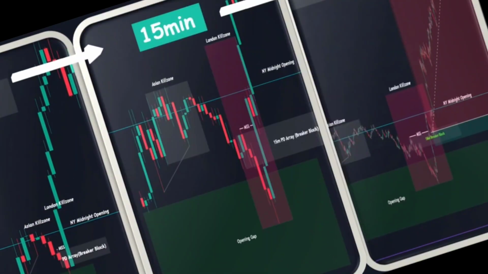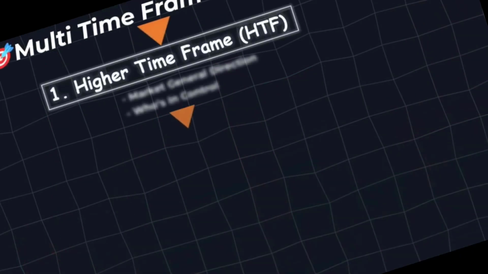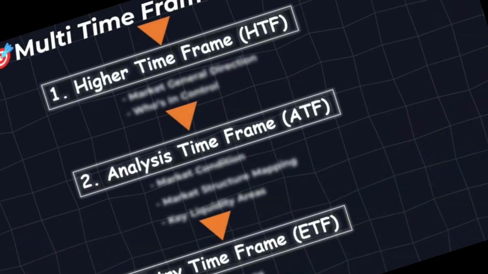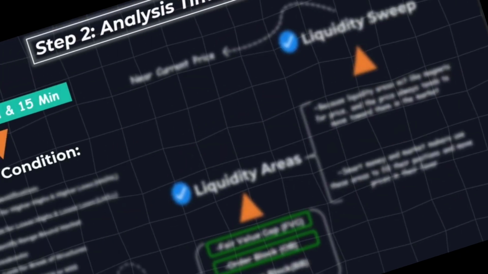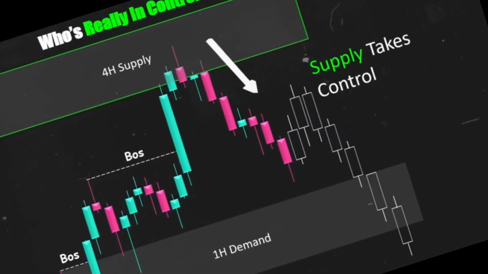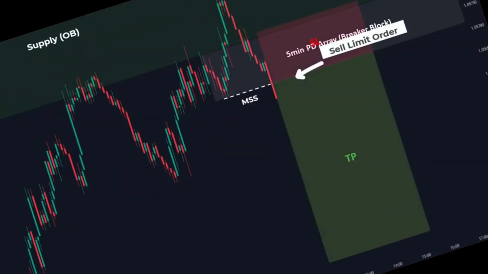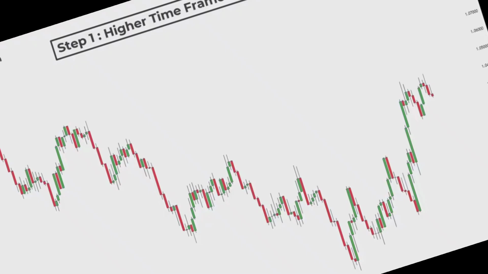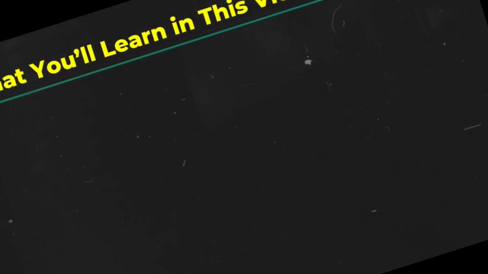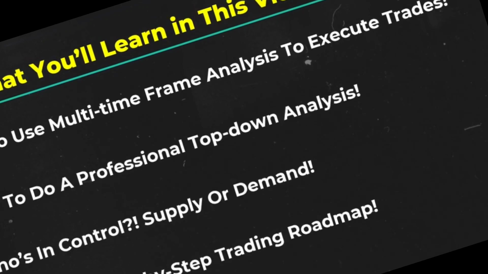To perform professional technical analysis and build a clear, well-informed chart. By blending price action with smart money and ICT concepts, you'll learn how to conduct a proper top-down analysis, from the bigger picture down to the finest details, and how to enter trades using powerful concepts like supply and demand levels, liquidity zones, and liquidity sweeps. We'll simplify multi-time frame analysis by breaking it down into easy-to-follow steps. By the end of this video, you'll have a simple step-by-step roadmap to confidently analyze the market and enter high-probability trades.